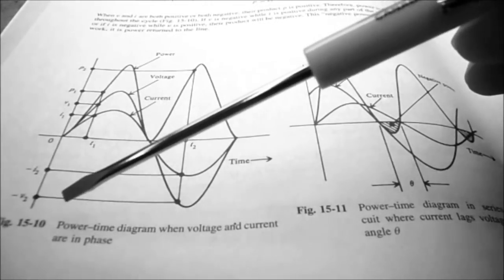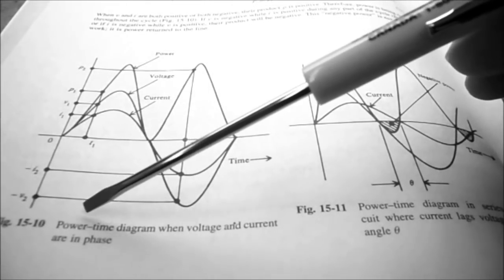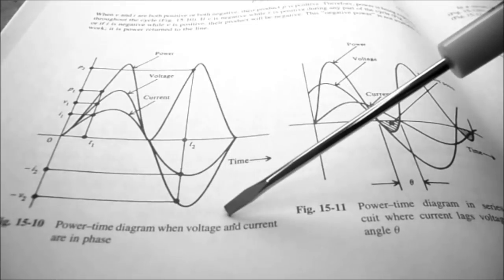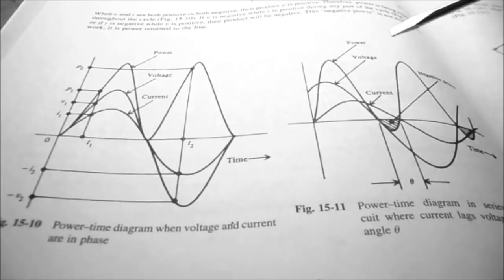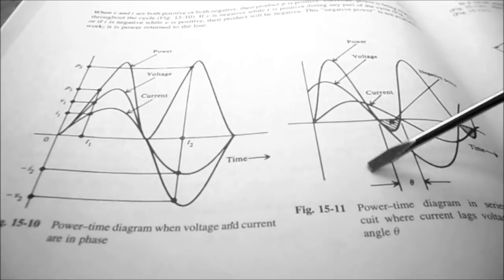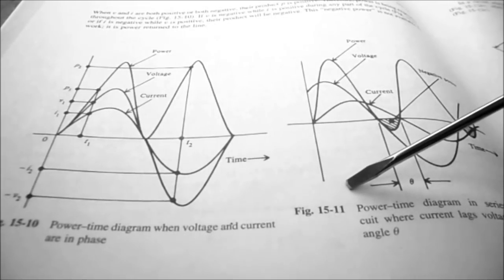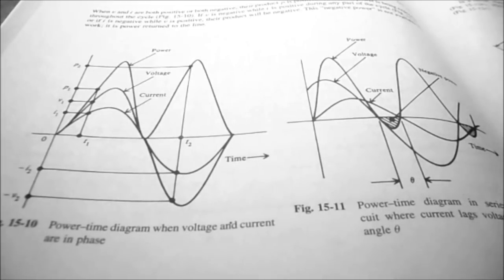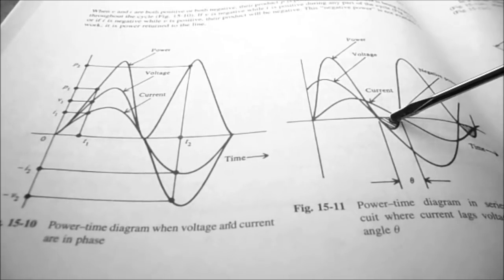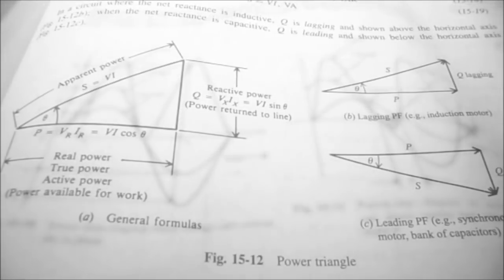And figure 15-10 shows us the power-time diagram when voltage and current are in phase. And over here in figure 15-11, we can see the power-time diagram in a series RL circuit when current lags voltage by a phase angle. And you can see we have this idea of negative power being generated.